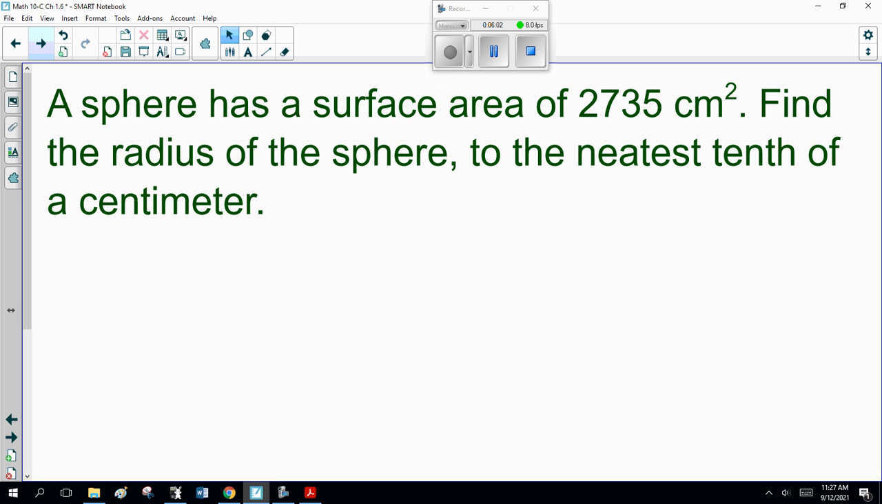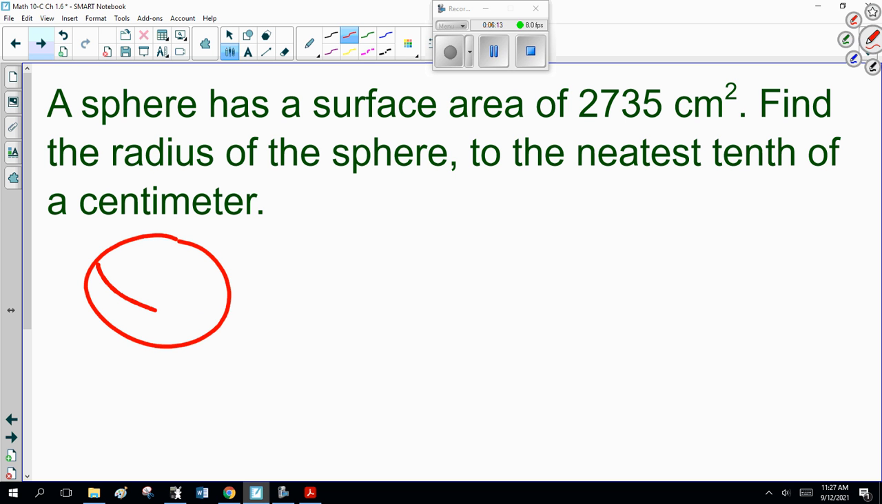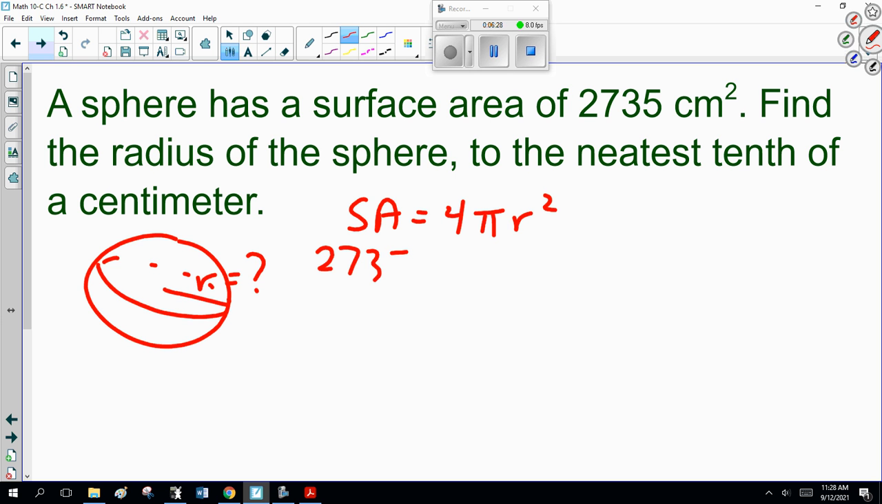A sphere has a surface area of 2,735 centimeters squared. Find the radius of the sphere to the nearest tenth of a centimeter. Notice no picture. r equals, we don't know. What do we know? Well, surface area is 4πr². So 2735 centimeters squared equals 4πr².